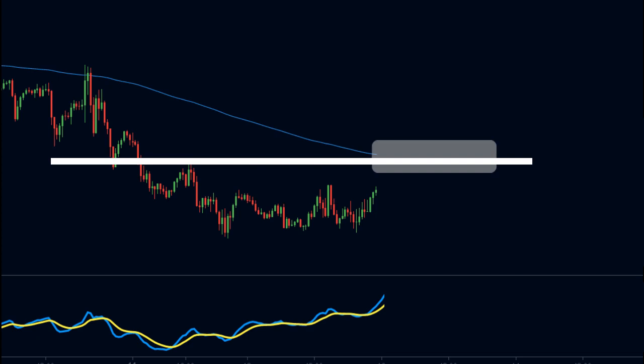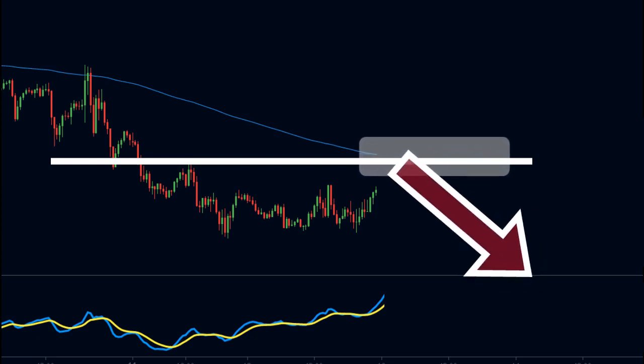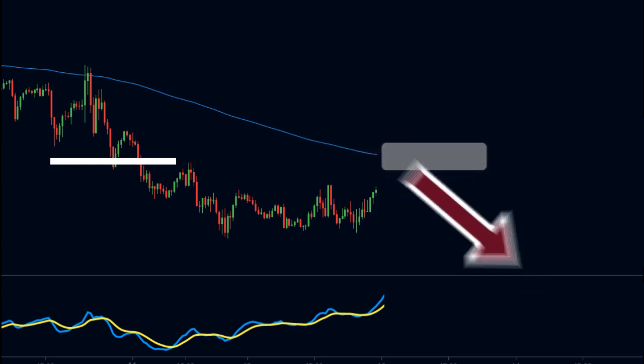This level has provided a major support before. It has recently provided resistance as well. This means that it is a strong level, and it can provide resistance when the price reaches here. The moving average and the horizontal level indicate a strong resistance in this area. Hence, there is a high probability that the price could resume the downtrend after hitting this level.